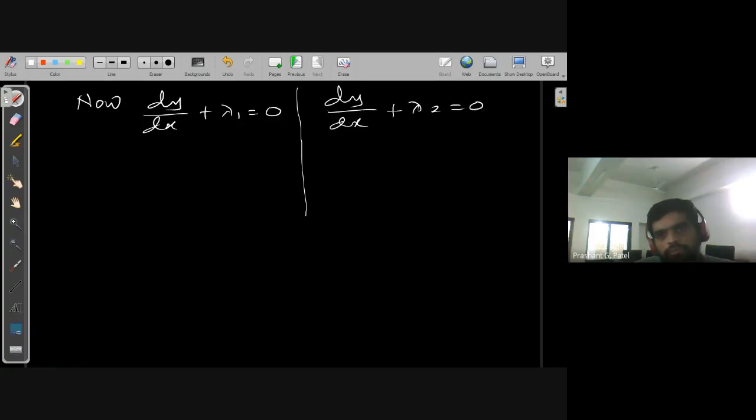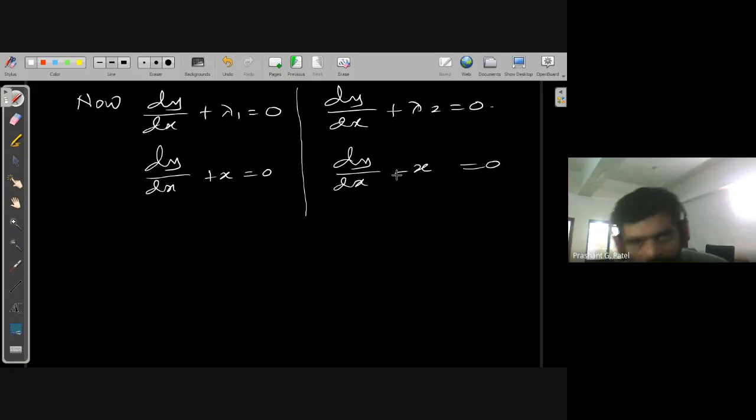dy by dx is equal to lambda 1 and the other, so it should be dy by dx plus lambda 1 equal to 0 and dy by dx plus lambda 2 equal to 0. So we have dy by dx plus x is equal to 0 and dy by dx minus x is equal to 0, because the value of lambda is minus x.